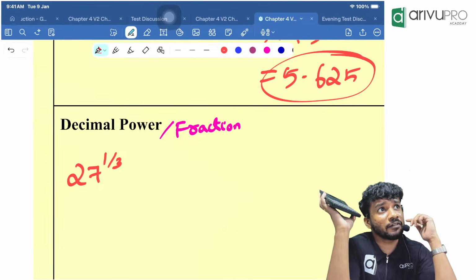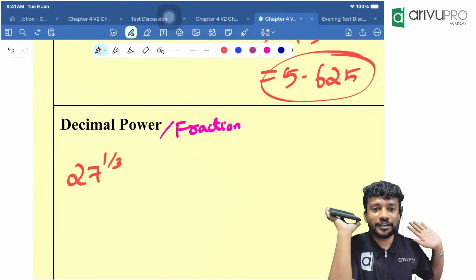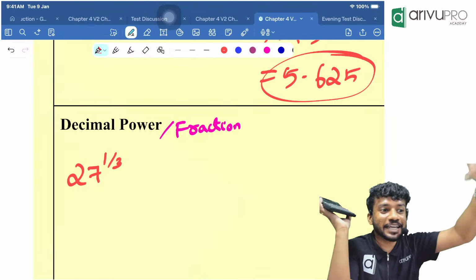You will be like, hey, I have a brain. I have never seen it. Yeah, everyone has a brain. Some people will use it, some people will not. It's completely up to you guys.